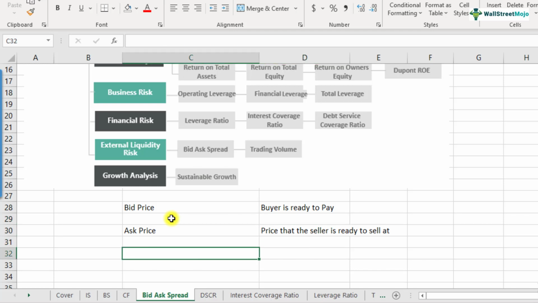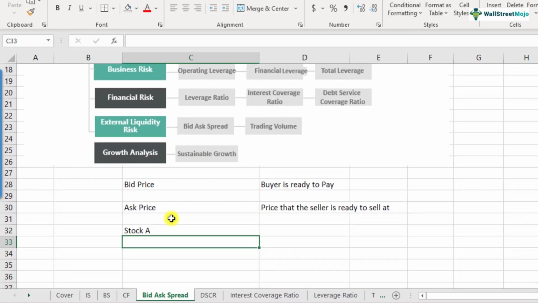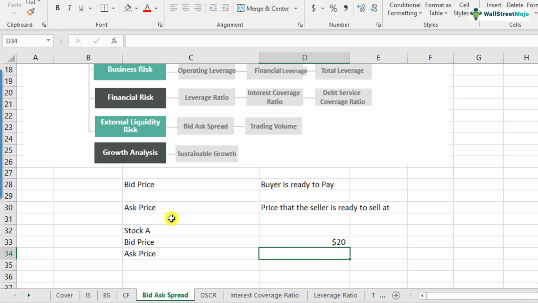Let's imagine a scenario where we're talking about a stock A, whose bid price is, let's say, $20 and ask price is $20. What happens in this case? When the bid price is the same as the ask price, the transaction actually happens, right? Because both the parties agree on the prices. And the transaction will only happen when the bid price and ask price match.